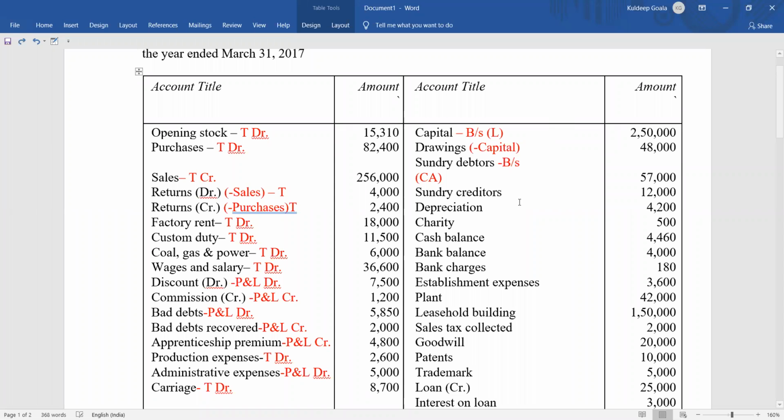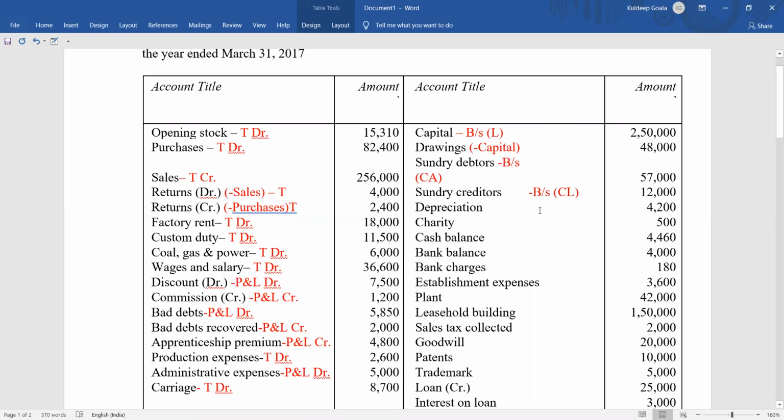Next comes sundry creditors. Sundry creditors are also a part of the balance sheet. Where will they come? They will come in the balance sheet liability side as current liabilities.